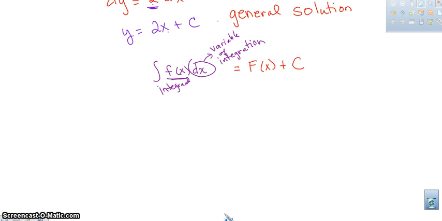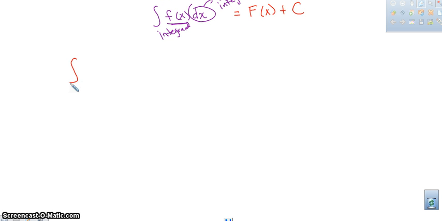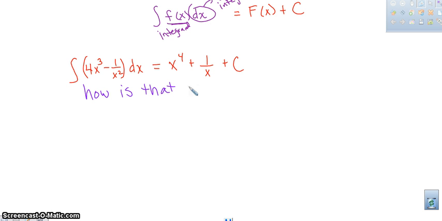Let's look at some basic rules for integration. We look at these a lot. They're kind of like the rules of differentiation, but backwards. Actually, before I do that, let me show you something real quick. Let's say I'm going to integrate 4x cubed minus 1 over x squared dx, and I tell you that that equals x to the 4th plus 1 over x plus c. So I'm giving you the answer. How can you make sure that's true?